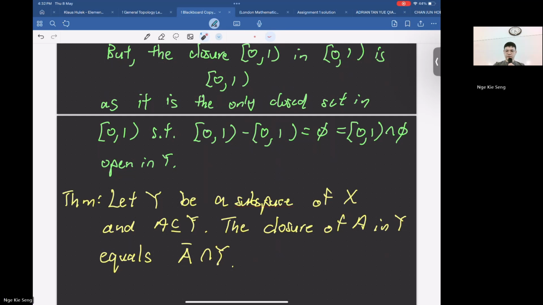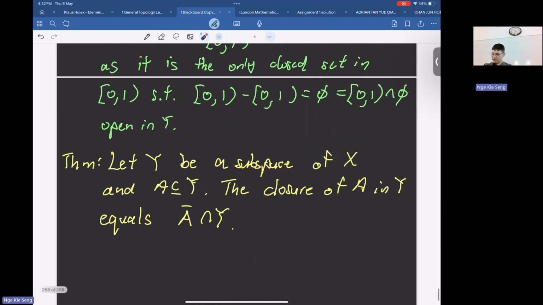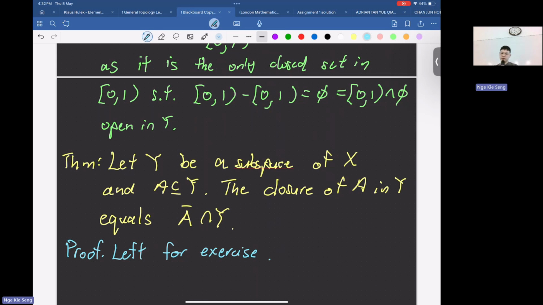Maybe I leave this proof for you to try. We will do some more interesting ones. You just need to show the usual set equality, using the definition of closure as the intersection of closed sets.